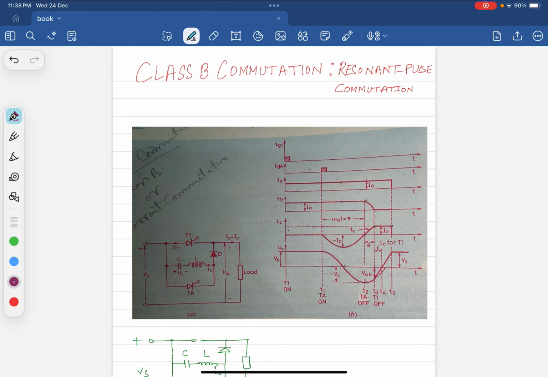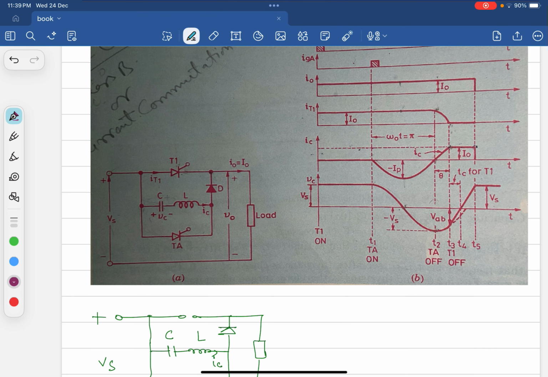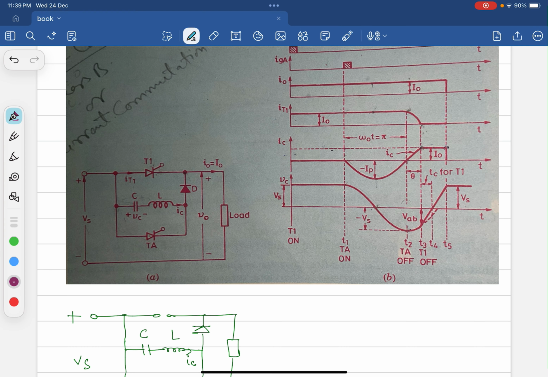Today we will discuss the class B commutation, which is also known as resonant pulse commutation. For explaining class B or resonant, you can watch in the diagram. In this diagram, you can see Vs is the source voltage, T1 is the main thyristor, Ta is the auxiliary thyristor, where C is the capacitor, L is the inductor, Ic is the charging current, polarity is marked. This is the diode and this is the load current. I naught is the current which is flowing, equal to I naught, that is the load current.